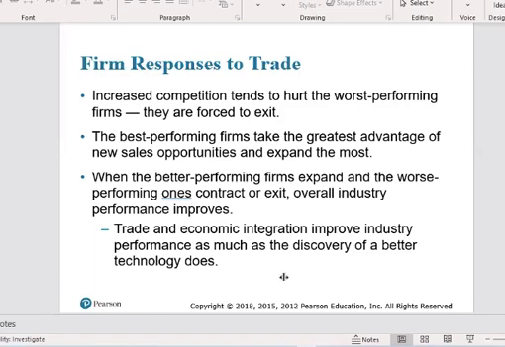Firm responses to trade: increased competition tends to hurt the worst performing firms.